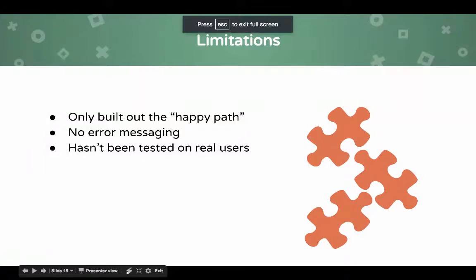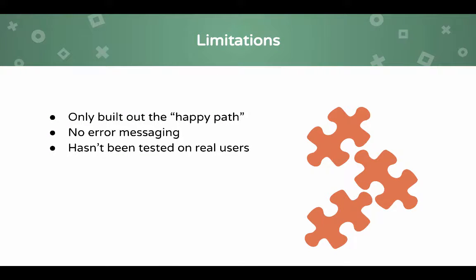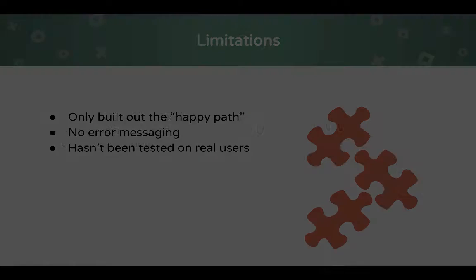Okay, so our limitations. We only built out the happy path. I mean, this is a prototype. We can't build a fully functional prototype in the amount of time that we have. But I think we did a good job on this. So one thing that we did not include were error messages. So if a user inappropriately put in the wrong password, there's no error message to tell them that they did so. And a big thing, it hasn't been tested on real users yet.